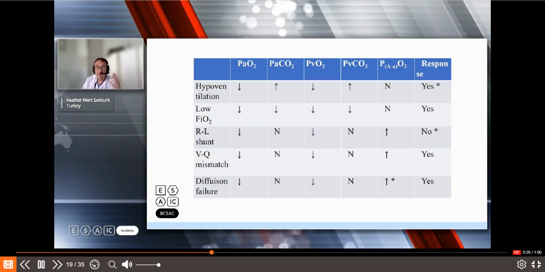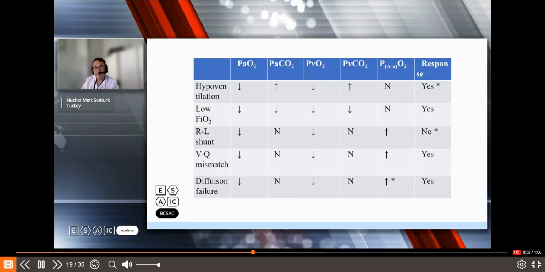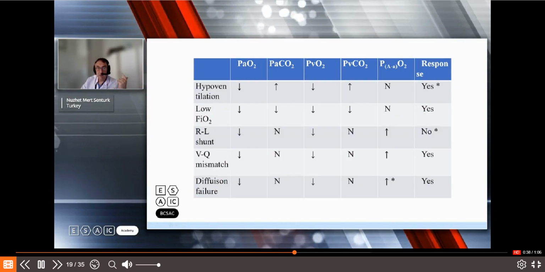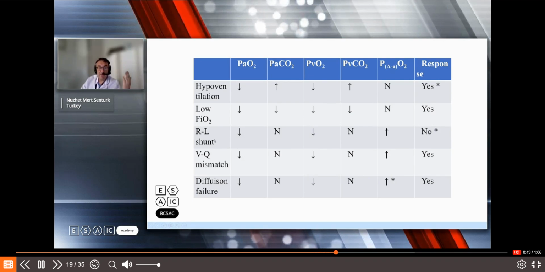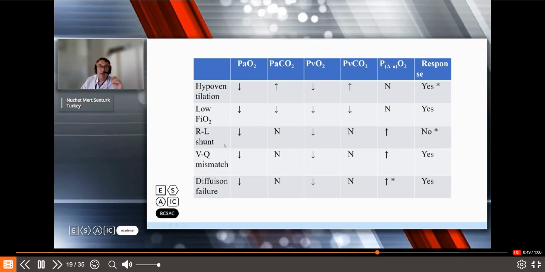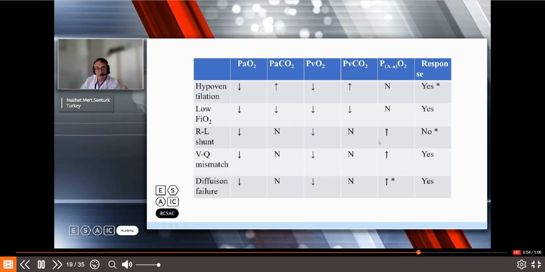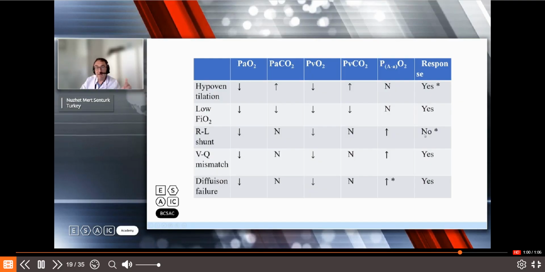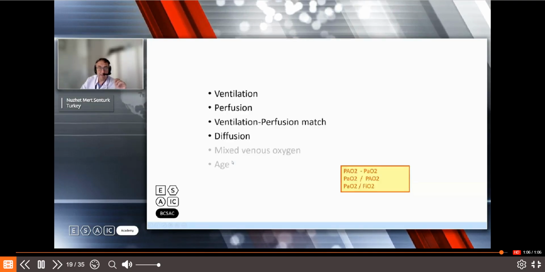And there are 5 causes of hypoxemia. This is also another question that you would have very often in every possible examination. We have hypoventilation, a low FiO2, an increase in right-left shunt, pulmonary shunt, a VQ mismatch, ventilation perfusion mismatch, and a diffusion failure. And you can see here, if we have a pure right-left shunt, this will be the only one of the 5 causes of hypoxemia that cannot be treated with an increase in FiO2. How can this be possible? We will see in the next slides.